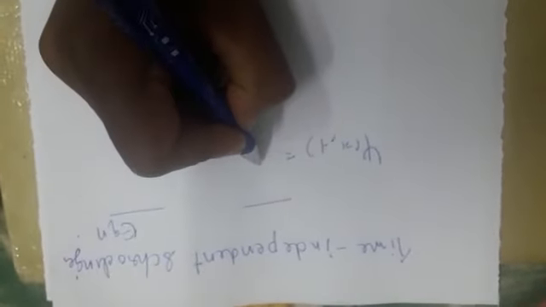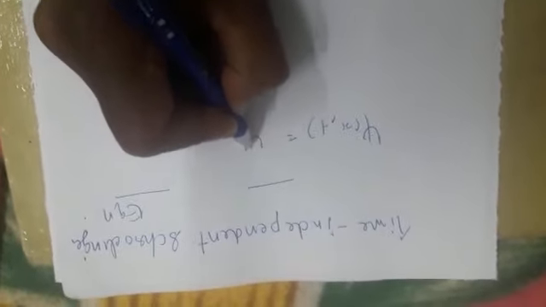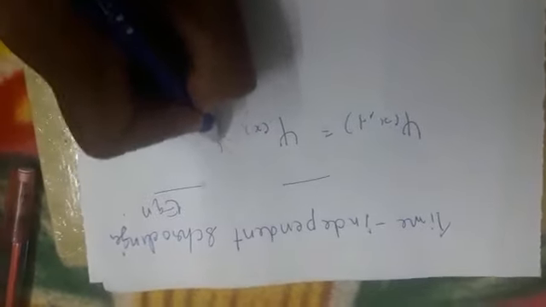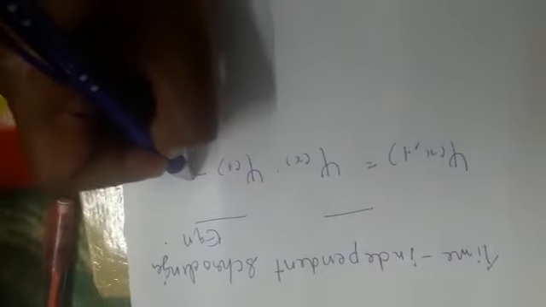Let us consider the function psi as a product of a function of position and a function of time t. That is, psi of x,t is equal to psi of x into psi of t. This is considered as equation number 7.